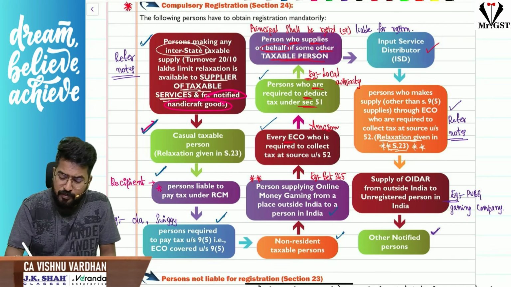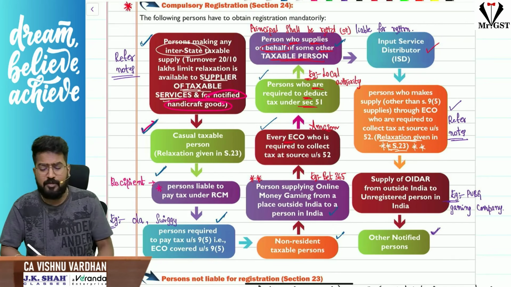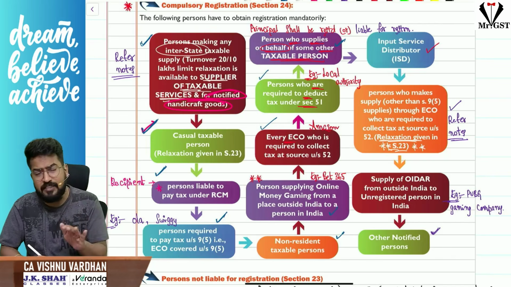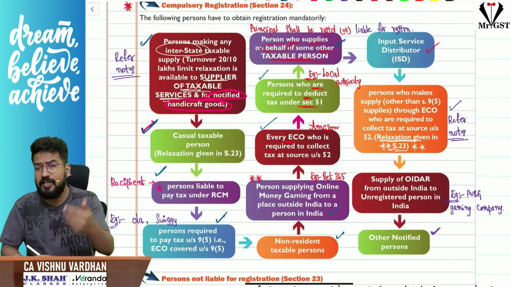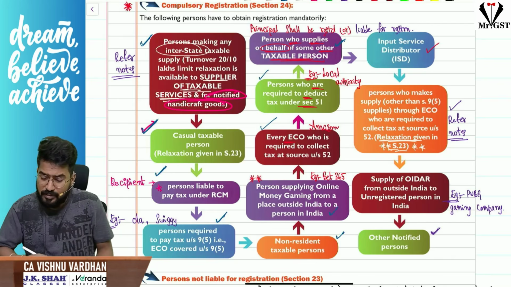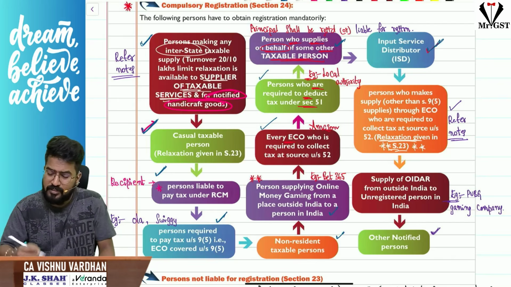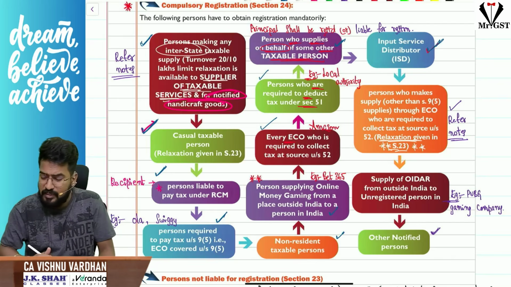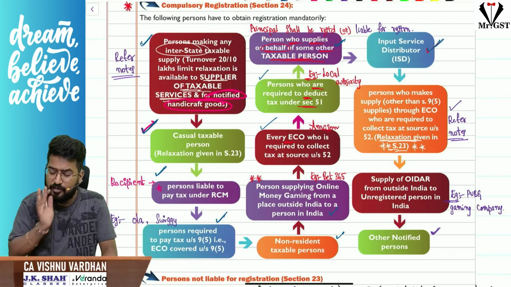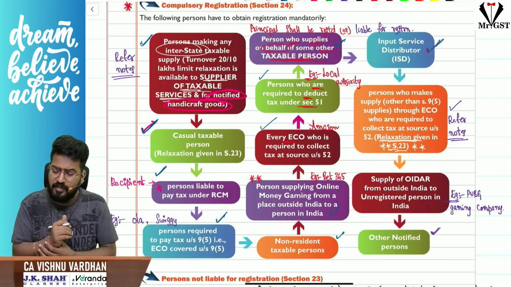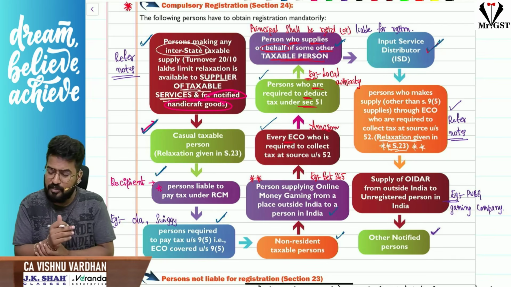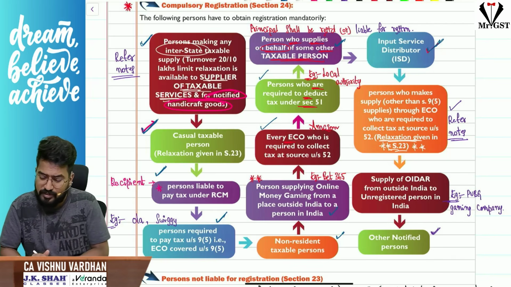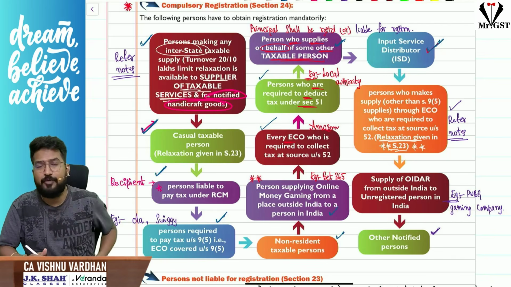Next, persons who supply on behalf of other taxable persons. That means if the principal is registered or liable for registration, then automatically the agent is also supposed to take registration. Next, input service distributors. Definitely to distribute the credit, he has to take registration. That is a CA Final concept. In CA Final you would have seen input service distributor. That fellow automatically has to take registration, without which he cannot distribute the credit.